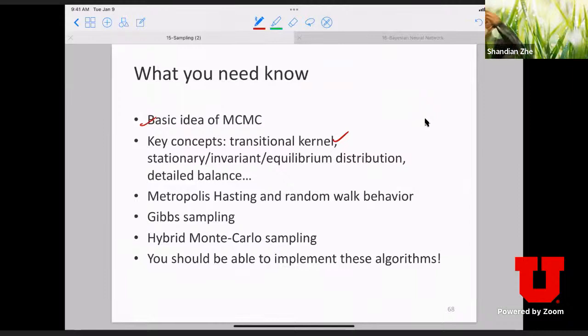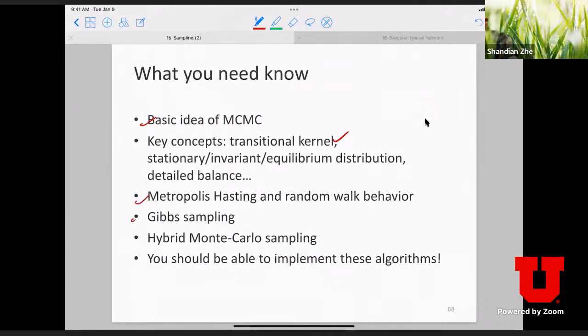But that does not mean that if your transition kernel is invariant to the target posterior, the transition kernel must satisfy detailed balance. It's not a necessary condition. It's just a sufficient condition, a very widely used sufficient condition.